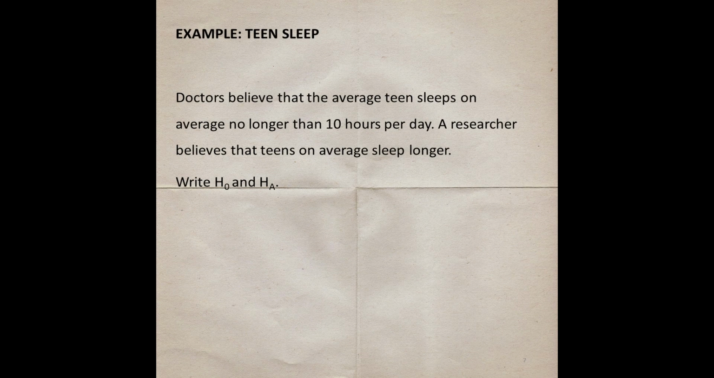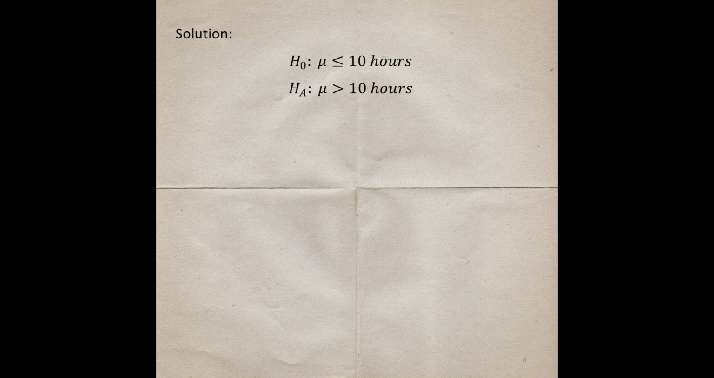Let's do another quick example on defining the null and alternative hypotheses. Doctors believe that the average teen sleeps on average no longer than 10 hours per day. A researcher believes that teens on average sleep longer. Pause this video for a few moments and write H0 and HA. The following slide shows the answer.